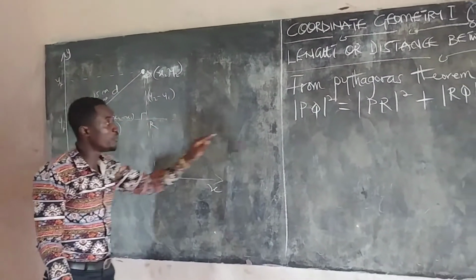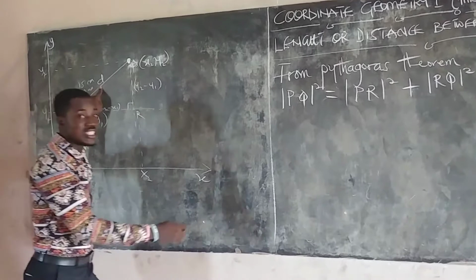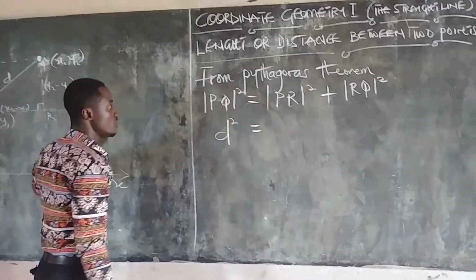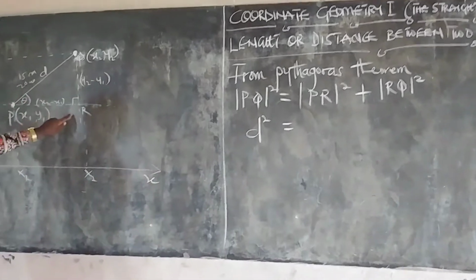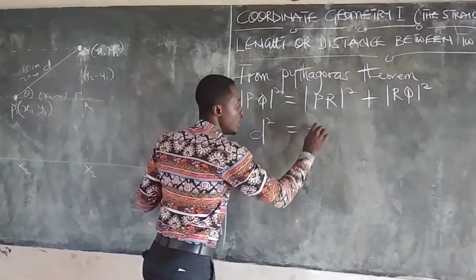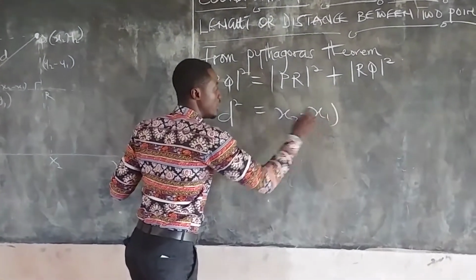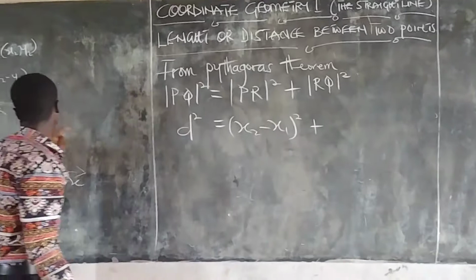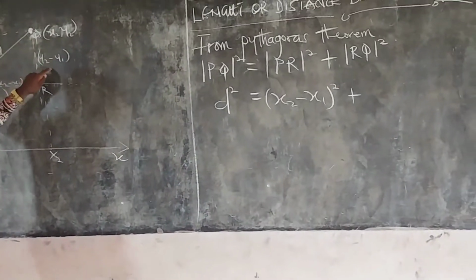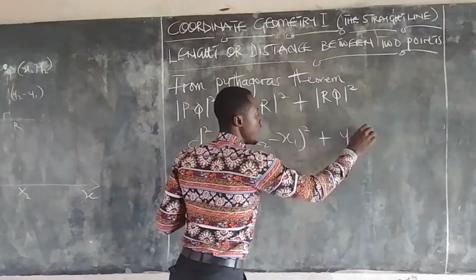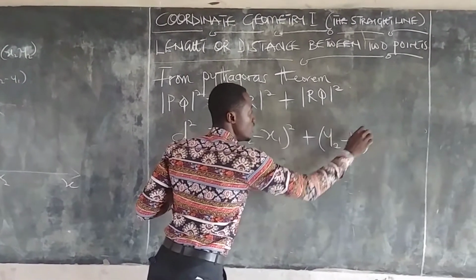Now what is length of PQ? PQ is what? D. So we write D squared is equal to PR, which is X2 minus X1, so we write X2 minus X1 squared, plus RQ. RQ is Y2 minus Y1. So Y2 minus Y1 squared.